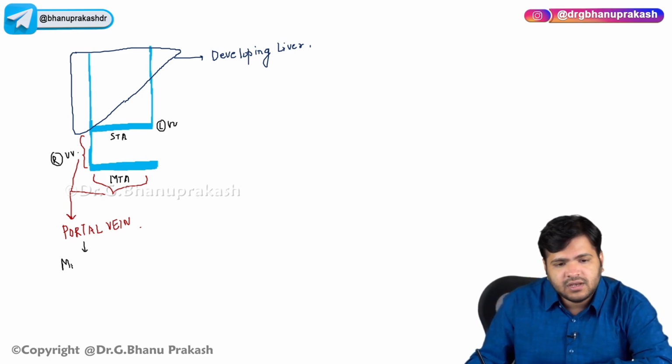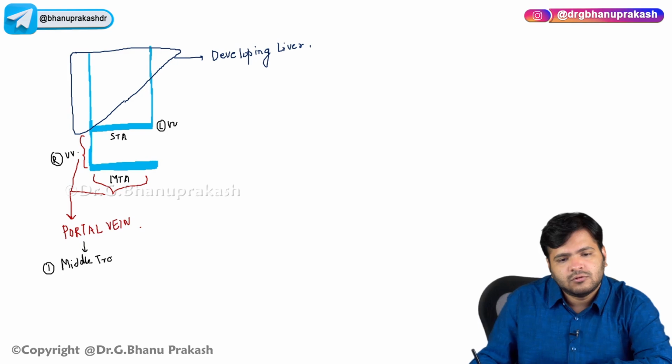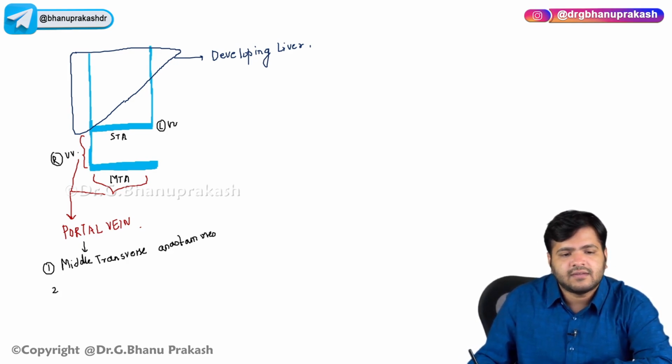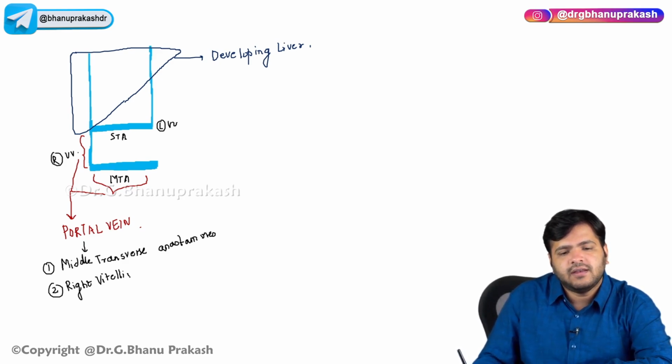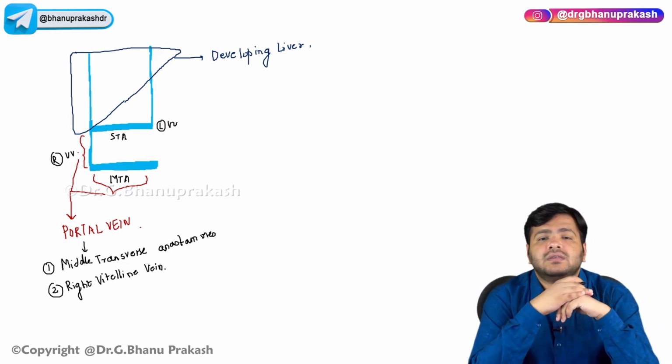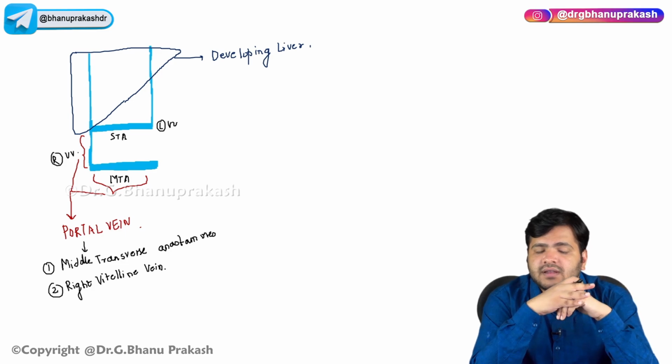We have the middle transverse anastomosis, and we have the right vitelline vein, right? So the portal vein is formed from the middle transverse anastomosis and the right vitelline vein.